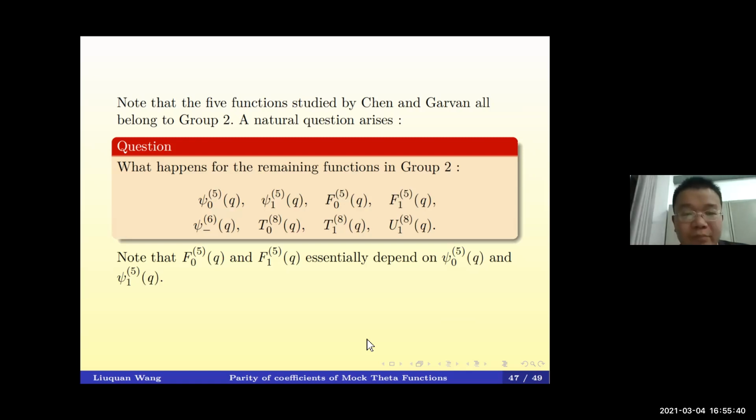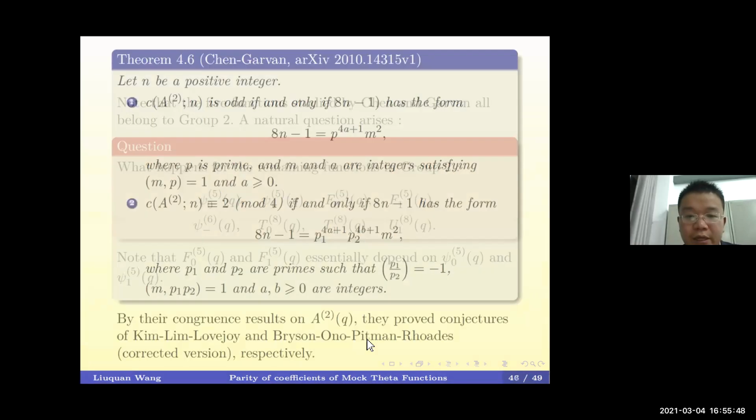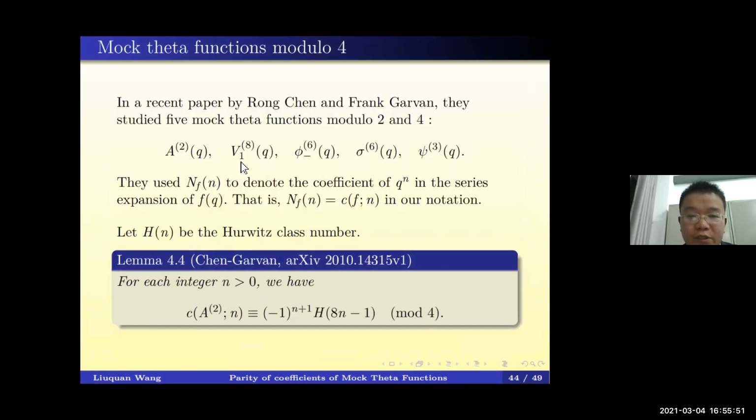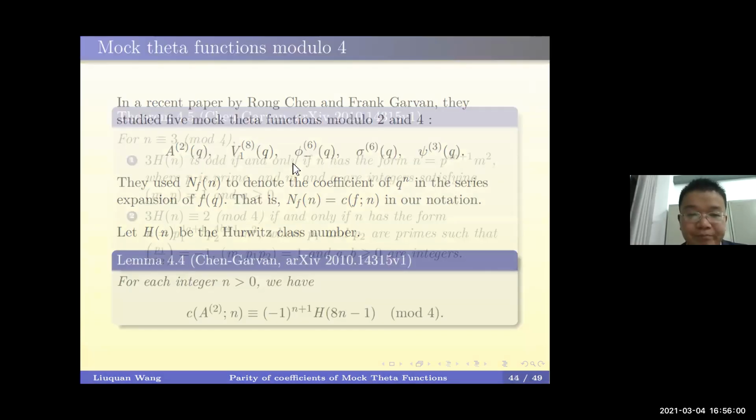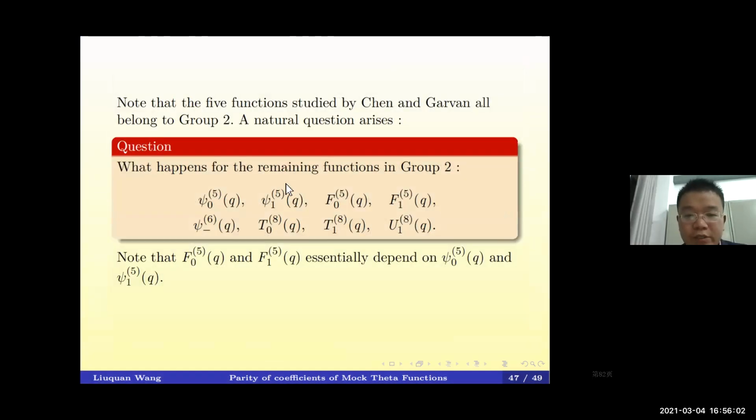I'm especially interested in the following question. Actually, after comparing the 5 functions in their list, as I said, they studied 5 Mock theta functions, we can see that all these 5 functions lie in group 2, and there are 8 functions remaining in group 2. That is psi 0, psi 1, capital F0, capital F1, and the other 4 functions. So my question is, do we have similar modular 4 properties for these 8 functions?